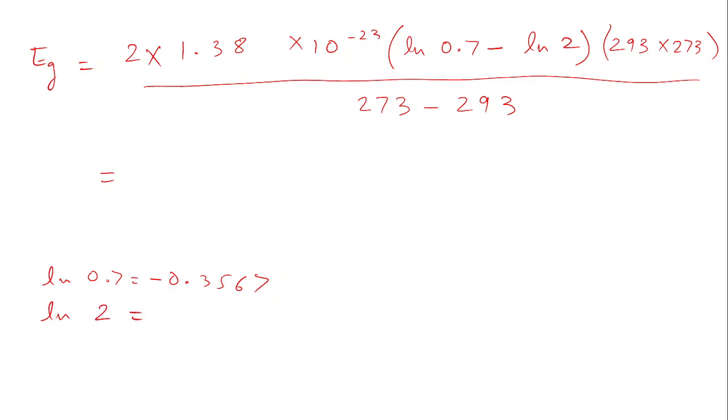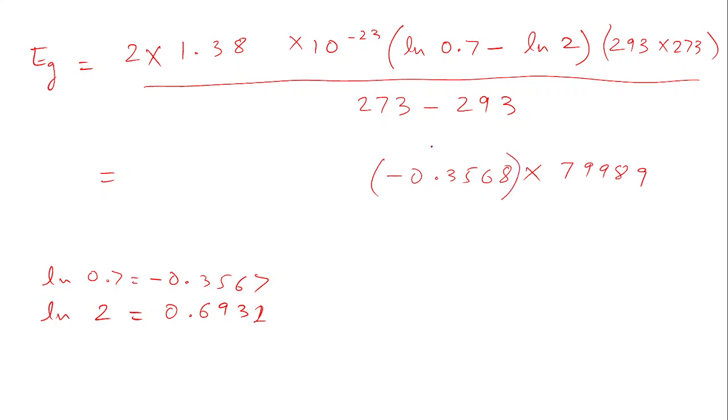So natural log of 2 will be 0.6931 or 32, because there are a lot of values. And after this, minus 0.3567 minus 0.6932, this will become minus 0.3568, and this multiplication, 293 multiplied by 273 is 79989.